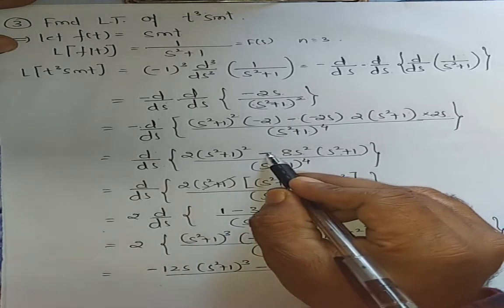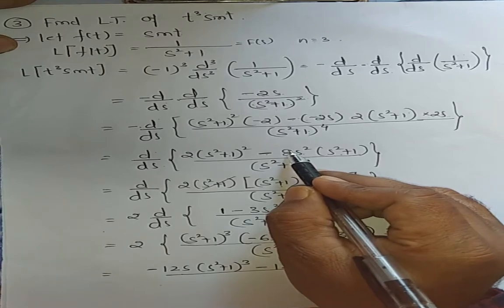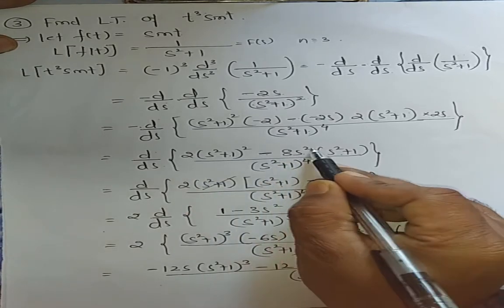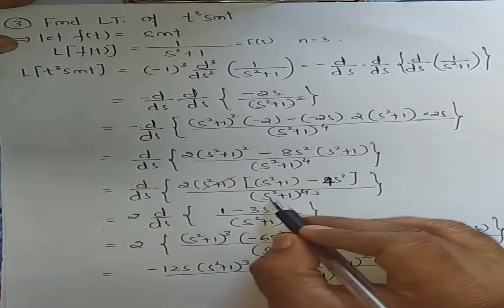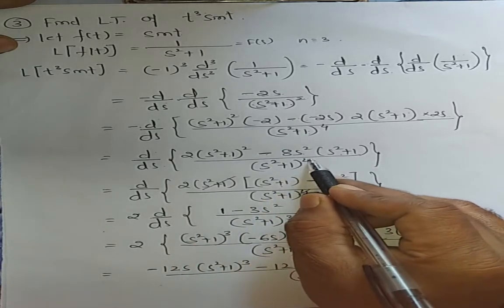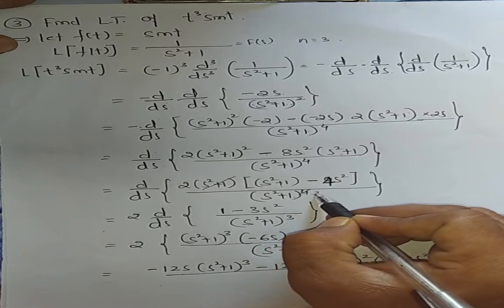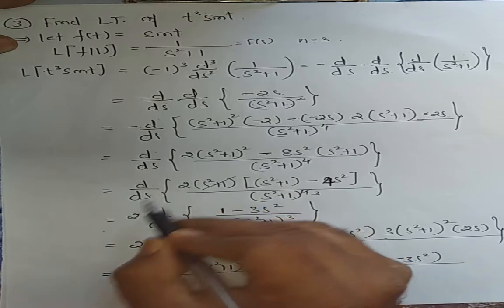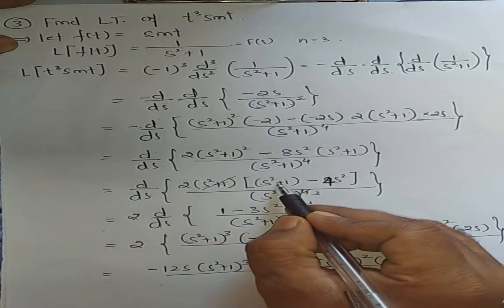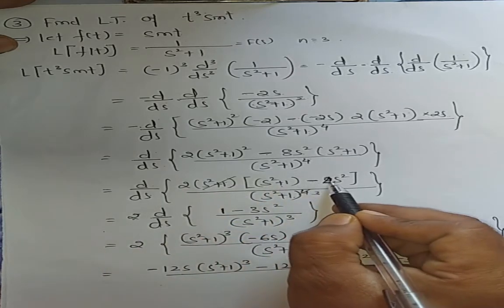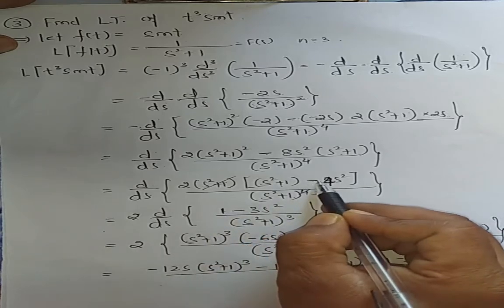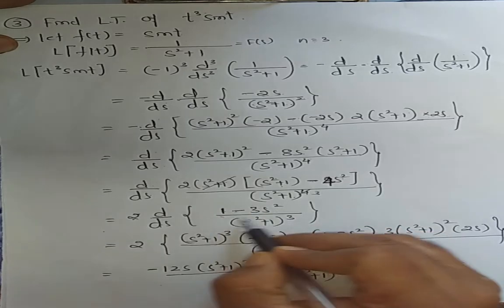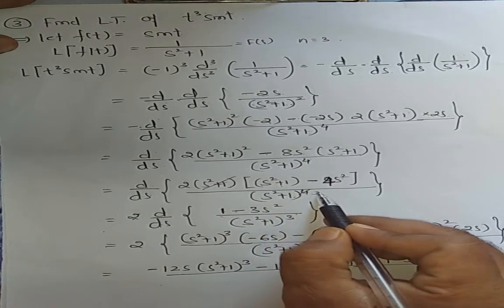So I have taken a common here, 1 term remains here, s square plus 1 minus 4 times, already you have taken 2 here, it becomes 4 into s square remains, divided by (s square plus 1) raised to 4 as it is. One term gets cancelled here. So d by ds as it is, taking 2 outside, s square plus 1 minus 4s square can be written as 1 minus 4s square plus s square, that is minus 3s square, divided by (s square plus 1) raised to 3.